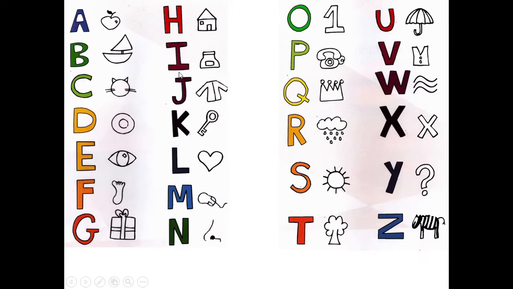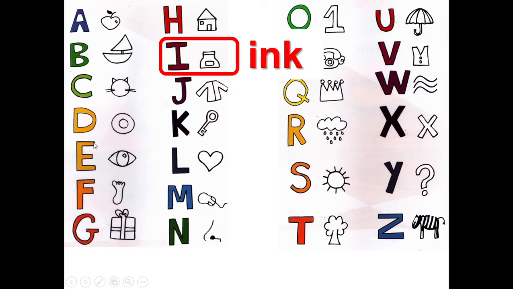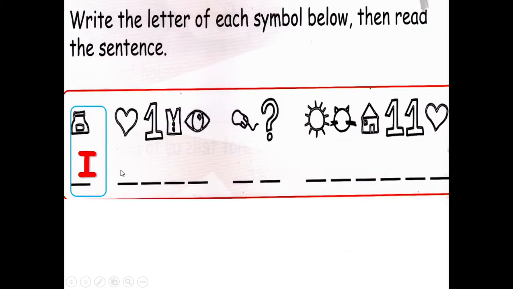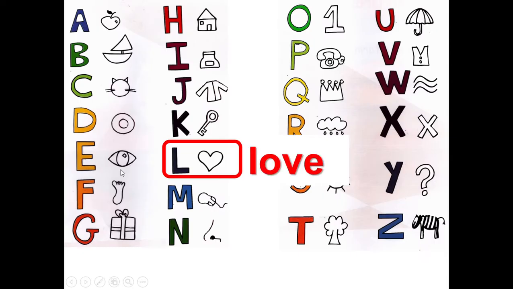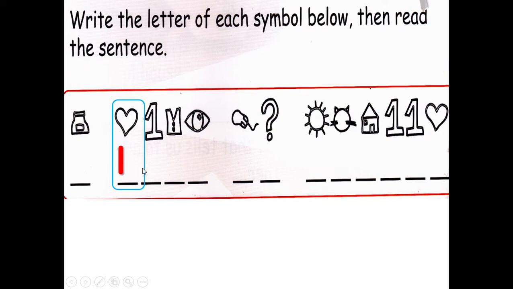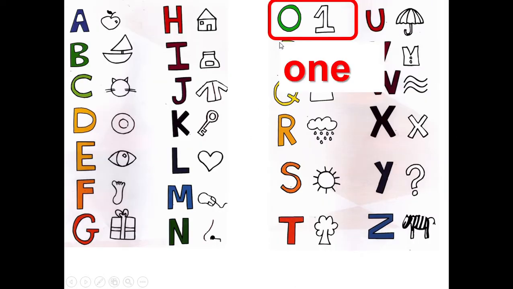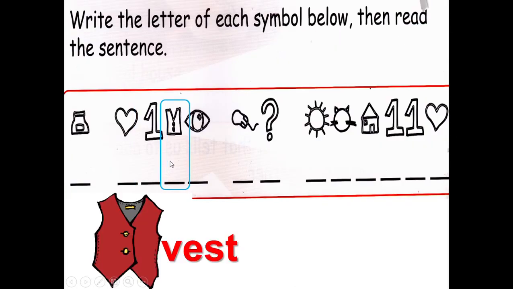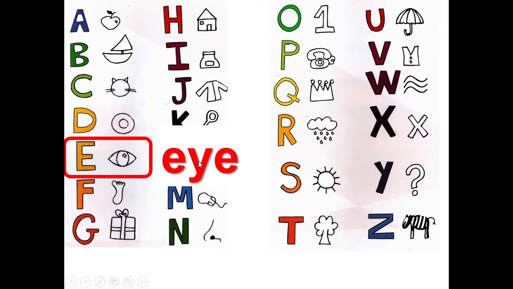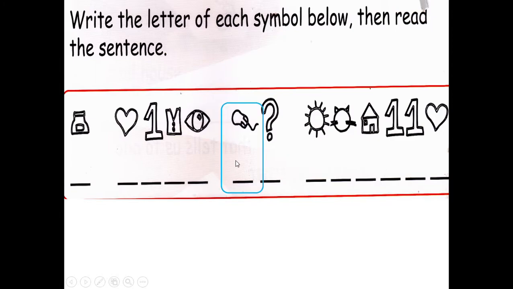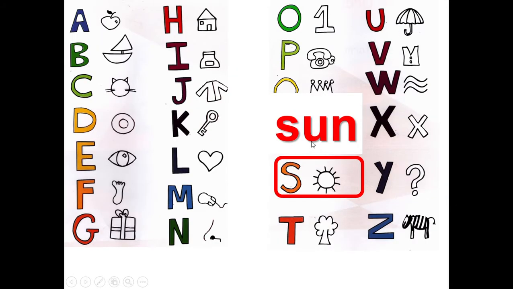These are symbols. Ink stands for I. Love stands for L. 1 stands for O. Vest stands for V. I stands for E. Mouse stands for M. Question mark stands for Y. Sun stands for S.